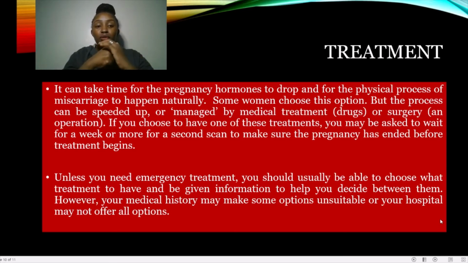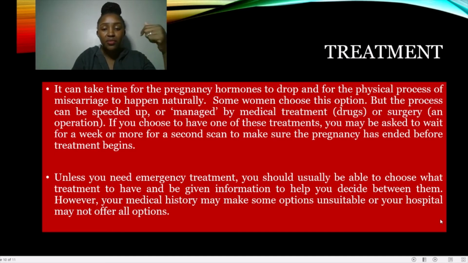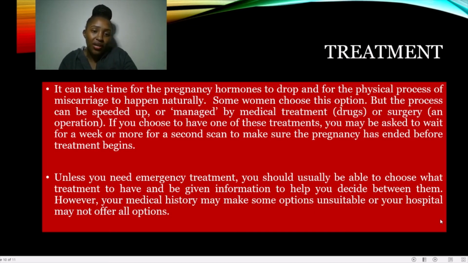Sometimes this could be recommended by your medical practitioner who knows your medical history, and therefore they will help you choose the best treatment for you if you're experiencing this. Another thing is, if it's not an emergency, you may not need to have any treatment. You can just wait for it to occur naturally, but if it's an emergency, then something needs to be done.